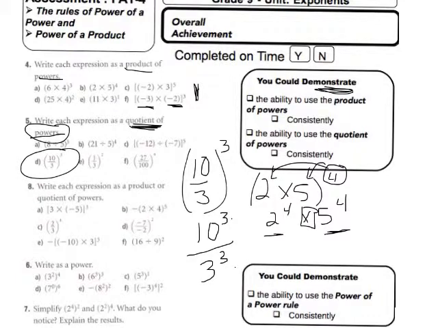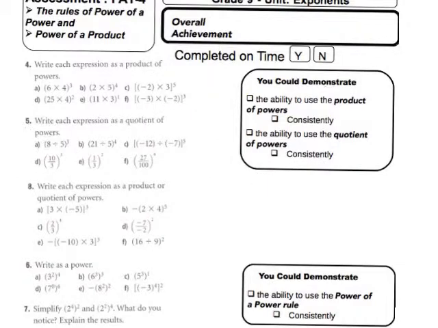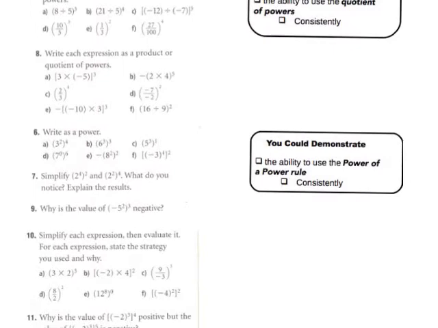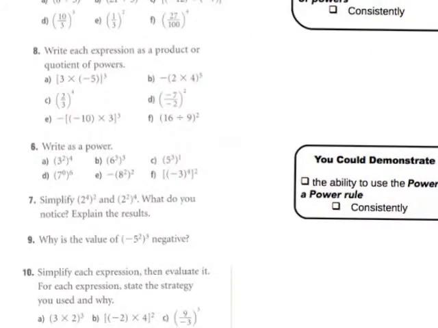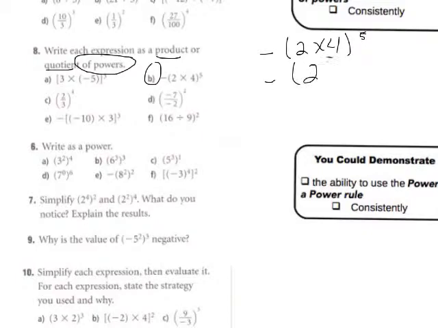We'll erase some of this. Number 8. Write each expression as a product or a quotient of powers. Again, it's a product, which is multiplication, or quotient, which is division, of powers, not standard form. So we'll do one product and we'll do one quotient. This is going to be, we'll do b, negative 2 times 4 all raised to the power of 5. I'm going to leave the negative out in front, and I'm going to keep the brackets. And I can leave it exactly like this. This is a product of two powers.